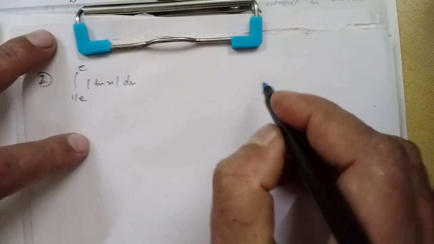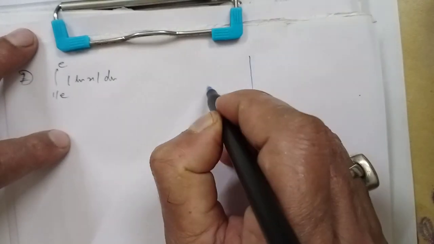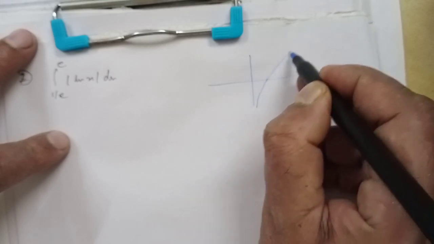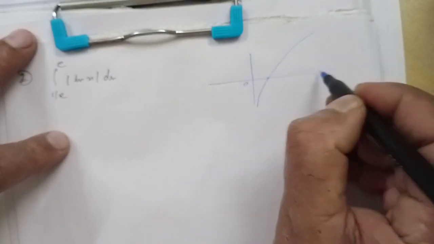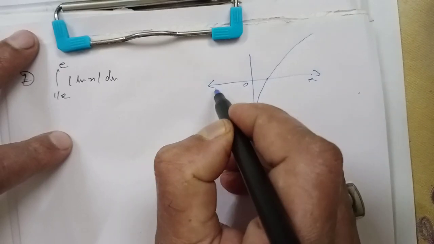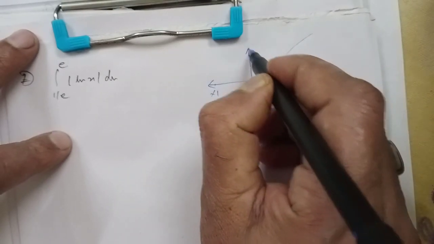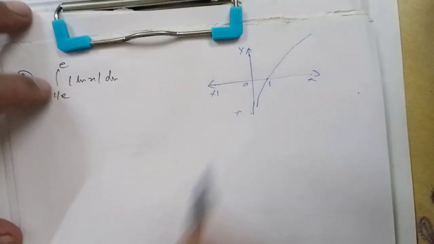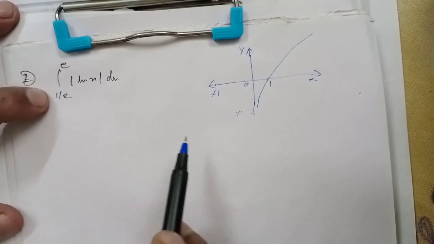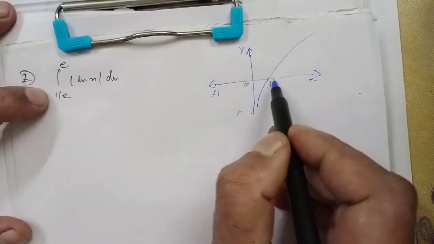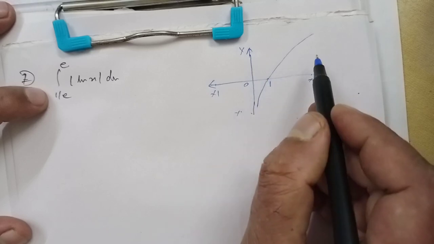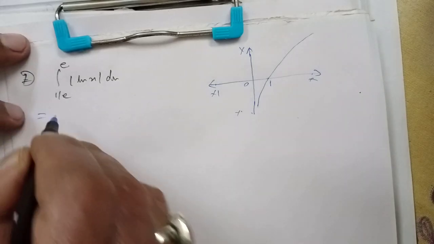Okay, let us draw the graph of ln x. This is one. Graph of ln x is in this way. Okay. Now look, this is 1. 1 by e is less than 1. So from 1 by e to 1, this portion is negative. And when it crosses 1, then it is positive. So we have to split it in this way.